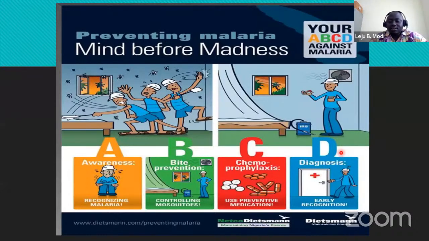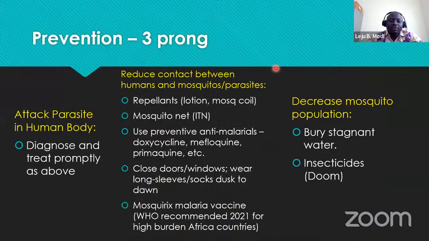And then the D is diagnosis. It doesn't end with the diagnosis, it has to also follow with treatment. So being diagnosed to have malaria, with diagnosis done early enough and treatment started in time, also in other ways helps prevent transmission, because then the malaria parasite would have ended with me who is diagnosed and treated. Okay.